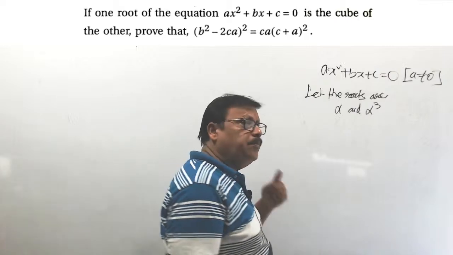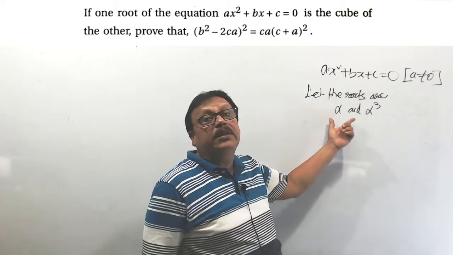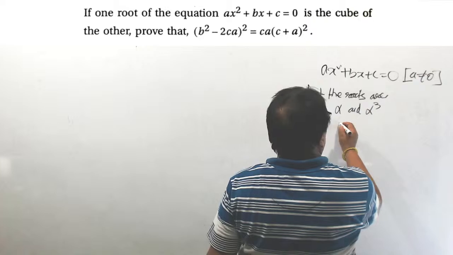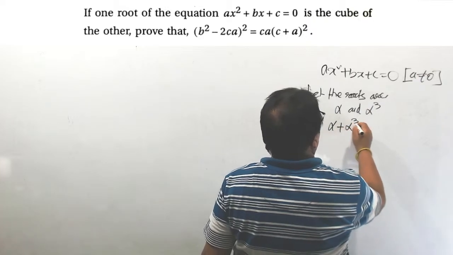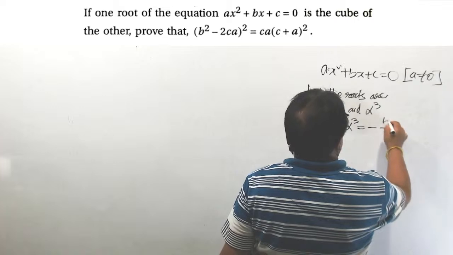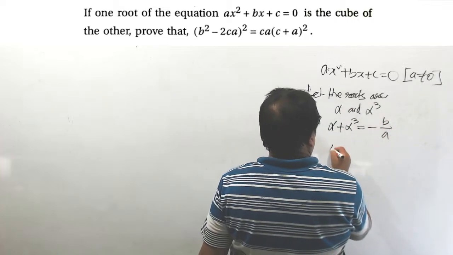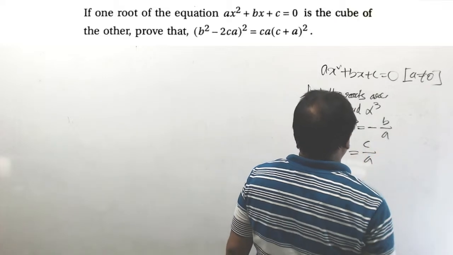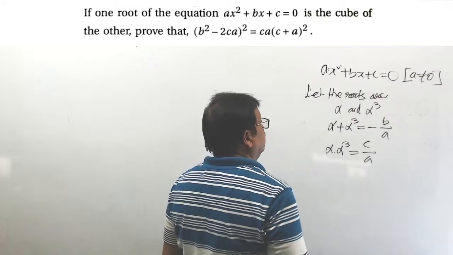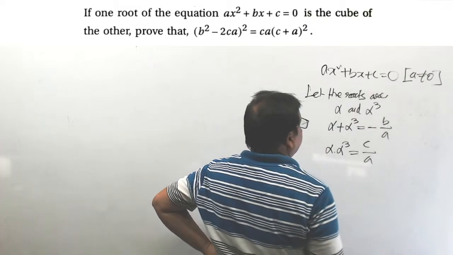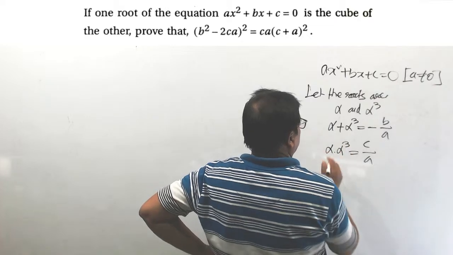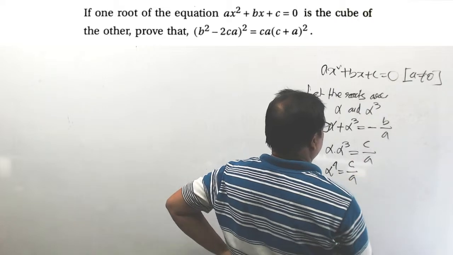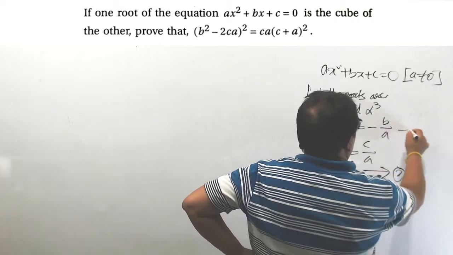Okay, same procedure. You have to eliminate the alpha from the two conditions. What are the conditions? One condition is the sum of the roots: alpha plus alpha cube is equal to what? Minus b by a. Another one is what? Alpha into alpha cube, the product of the roots, c by a. Okay, c by a. Now, how will you eliminate alpha? Here, alpha to the power 4 is equal to c by a. Understood? We call it number 2, and the sum is number 1.